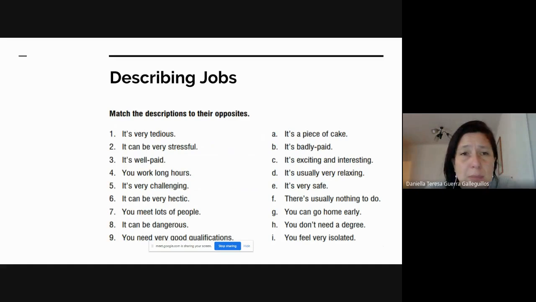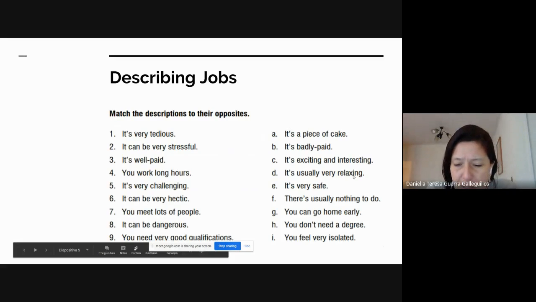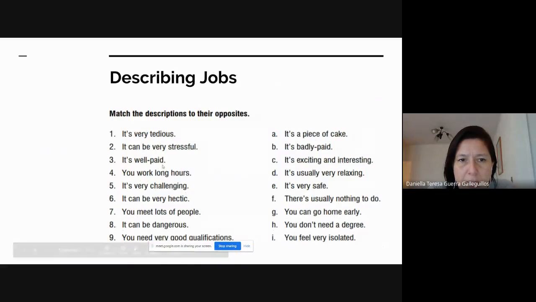But here we have some opposites, again, for describing jobs. If a job can be very tedious, the opposite would be it's exciting and interesting. When something is exciting and interesting, it's absolutely not tedious. It can be very stressful. Stressful is the opposite of it is usually very relaxing. Right? Stressful versus relaxing. It is well paid. What is the opposite of well paid? Badly paid. And look at the way you write it: well-paid with a hyphen in the middle, and badly paid.